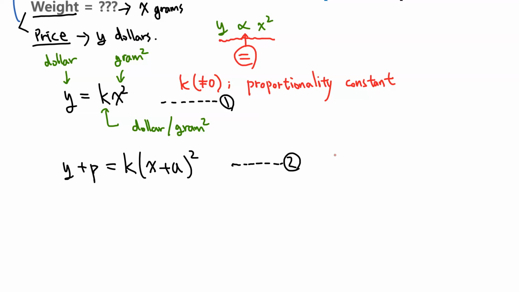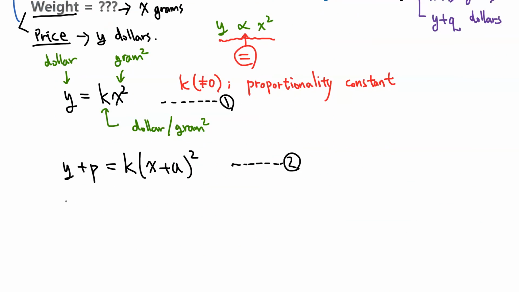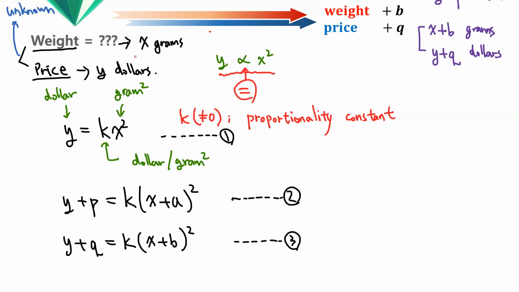And finally, the third sentence. If the gem weighs B grams more than the one she currently owns, its price is increased by Q dollars. This means that when the weight is X plus B grams, the price is Y plus Q dollars. So therefore, Y plus Q equals K times (X plus B) squared. So we have 3 equations and the problem wants us to find X.